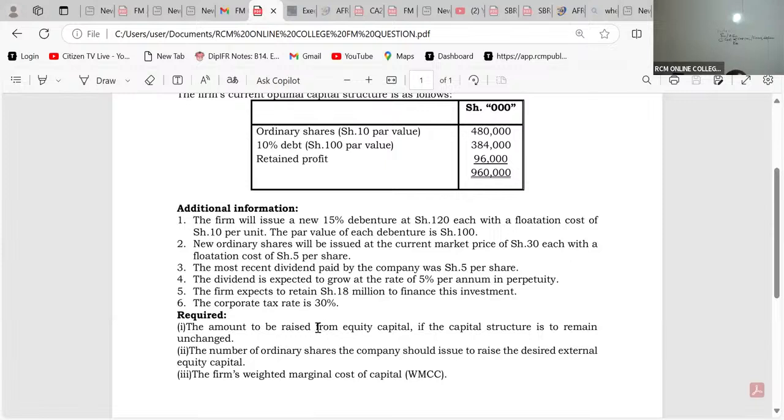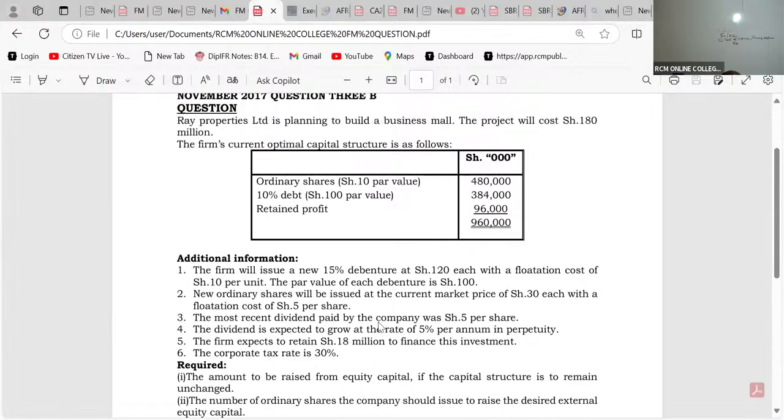So they want us to give them the amount to be raised from equity capital if the capital structure is to remain unchanged. You see, the capital structure is not going to change even in the future. So when it comes to them borrowing this 180 million, they're going to use their capital structure the way it is. All right. So this is the firm's current optimal capital structure, and it's not going to change.